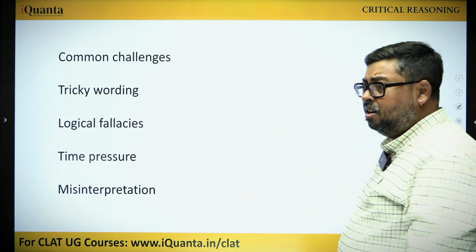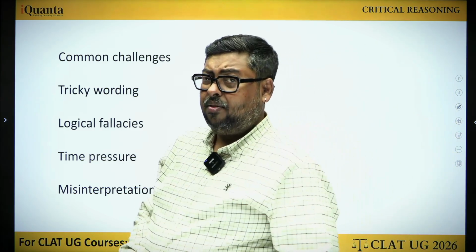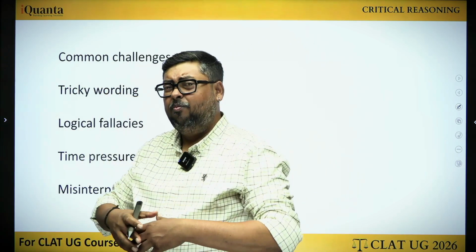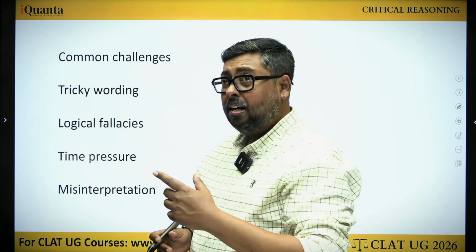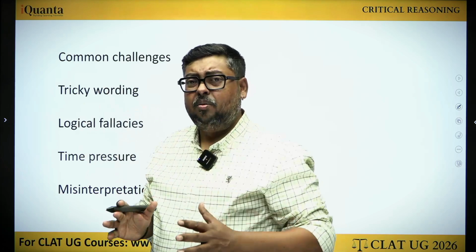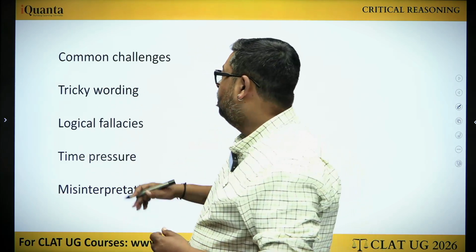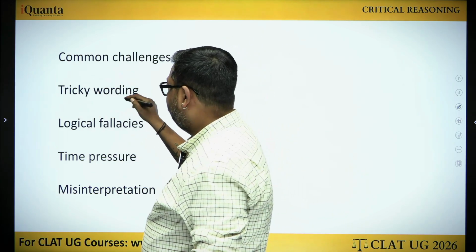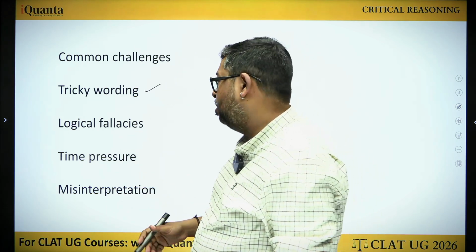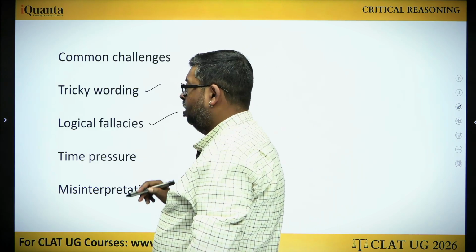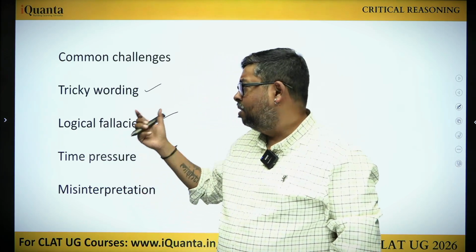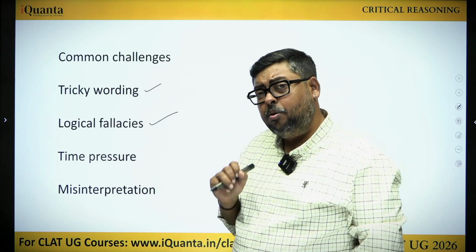Let's move on. What are the common challenges you would face when you go about doing critical reasoning? It's a vast subject, and more than being vast, it can change its version throughout. Let's see what the common challenges are. The first one is tricky wording. Whatever is written is quite tricky, very difficult to catch. Next is logical fallacies. Logical fallacies means some kind of flaw is there, some logical problem which we need to catch hold of.